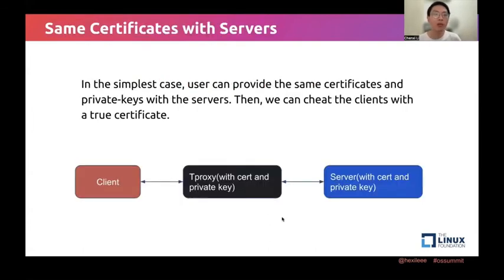In the simplest case, users can provide the same certificates and private keys as the servers. This is most common for in-cluster servers, where we can trick clients with the true certificate. You can see the picture. Our tproxy has the same certificate and private key as the server. So the client cannot realize that the HTTP connection is hijacked.